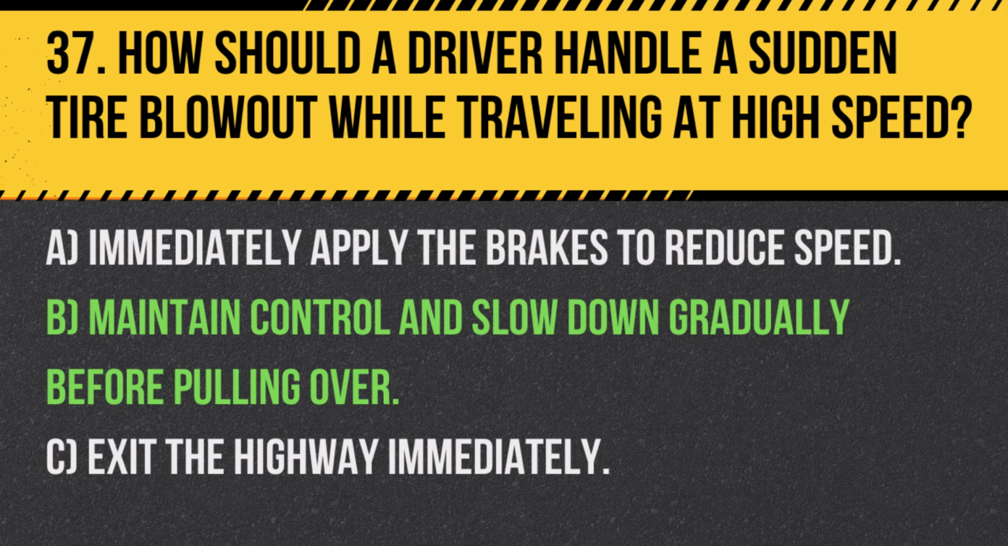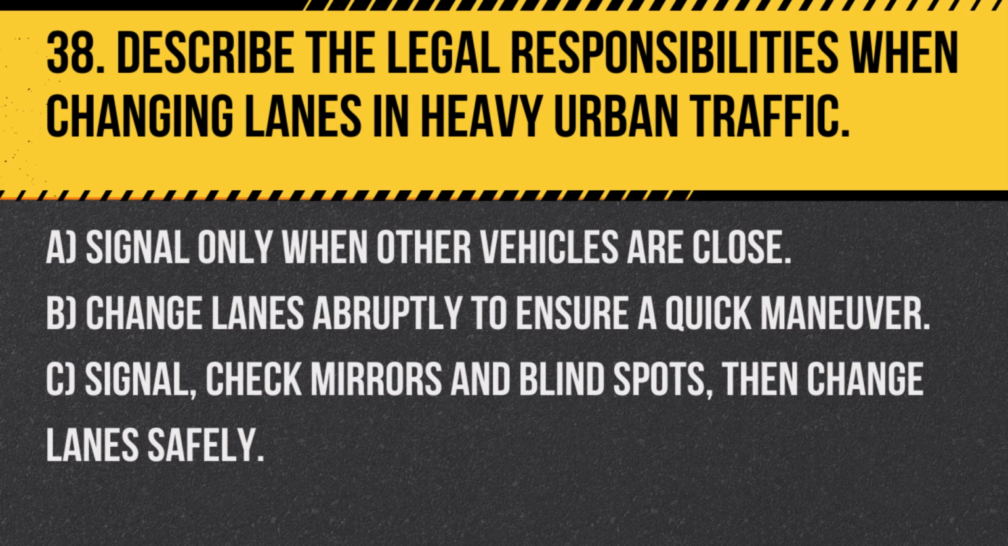Answer. B. Maintain control and slow down gradually before pulling over. It's crucial to avoid sudden movements that could lead to loss of vehicle control. Question 38. Describe the legal responsibilities when changing lanes in heavy urban traffic. A. Signal only when other vehicles are close. B. Change lanes abruptly to ensure a quick maneuver. C. Signal, check mirrors and blind spots, then change lanes safely.